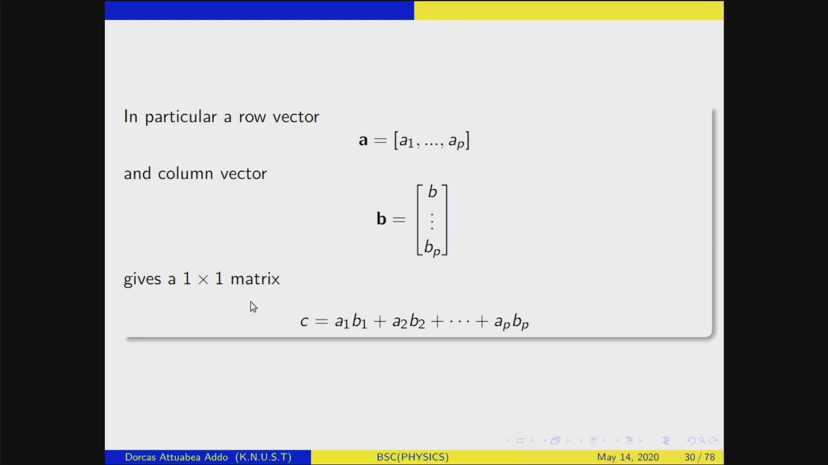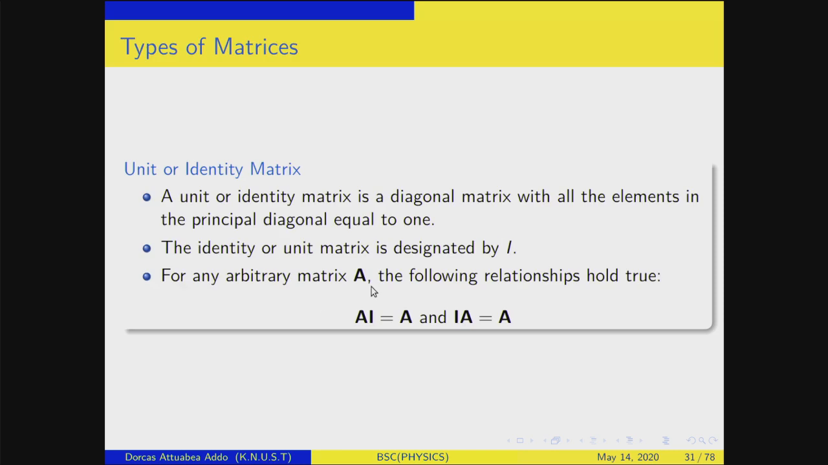Okay, so we want to look at the other types of matrices you would see. So we have what we call the unit or identity matrix. We are saying a unit or identity matrix is a diagonal matrix with all the elements in the principal diagonal equal to what? 1. So normally you represent the identity or unit matrix by what? I.